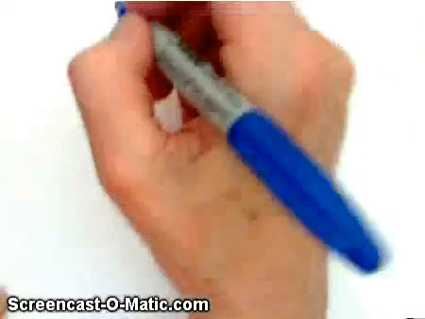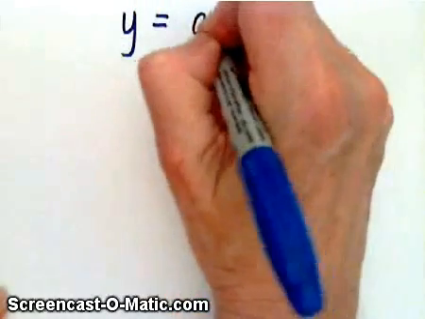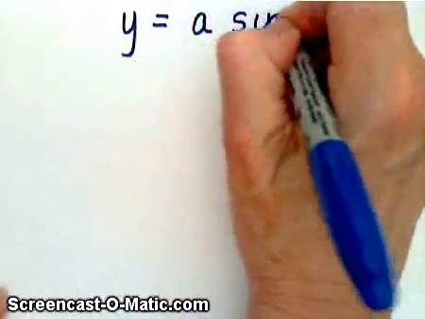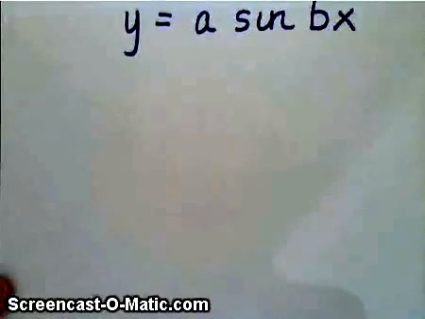All right, here we go on another section, another test, new chapter, new part of the chapter. We're going to look today at graphs of trig functions, and these trig functions are going to be in the form y equals a sine bx, and we'll also be substituting the word sine for cosine.